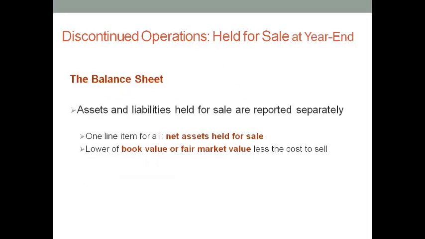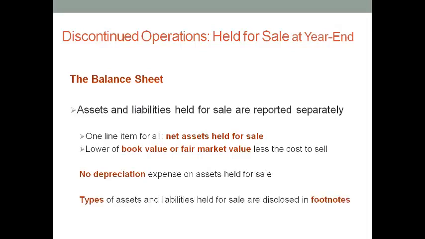The assets and liabilities that are held for sale are reported separately on the balance sheet on one line item called net assets held for sale. They are reported at the lower of their book value or fair market value less the cost to sell. The types of assets and liabilities held for sale are disclosed in the footnotes, and assets held for sale are not depreciated.